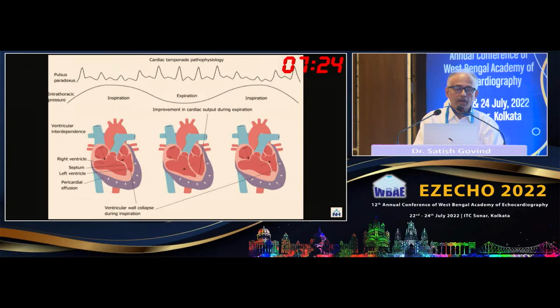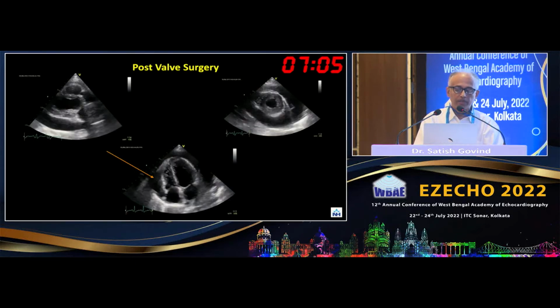Again, the pulsus paradoxus, as we all know how to get it, should be correlated, and then you have this inspiration, expiration, and this is again similar to constriction. The only thing is that here the effusion is playing the constricting role, where earlier it was the thick pericardium which was causing the restriction of the movement of the ventricles.